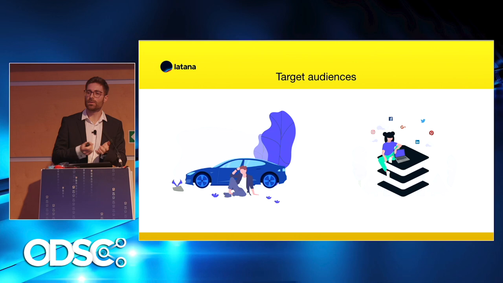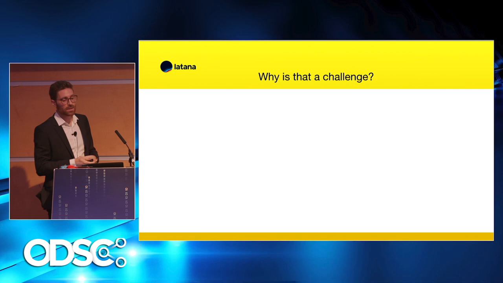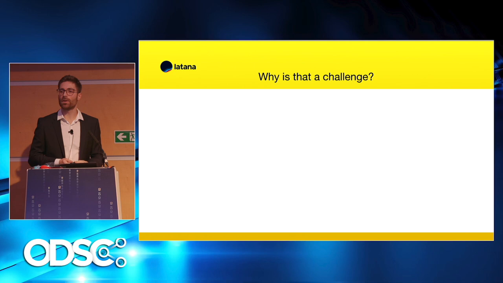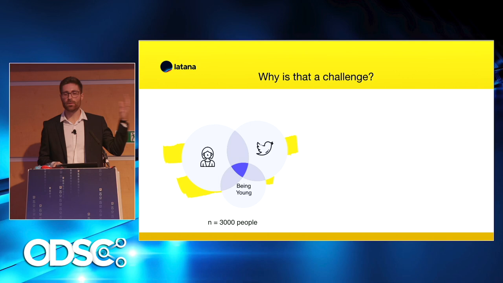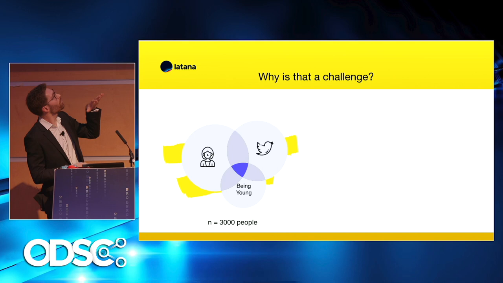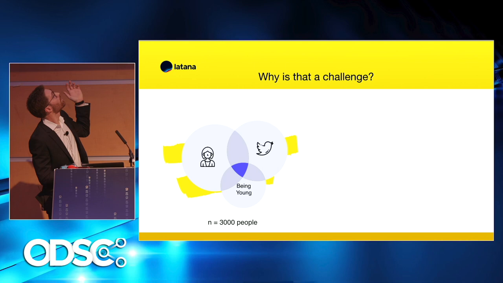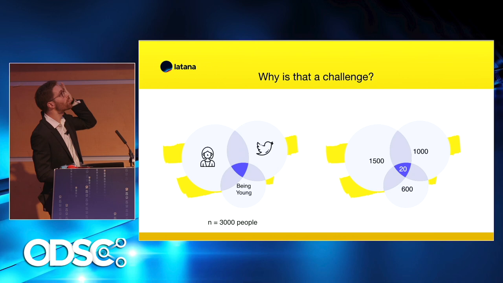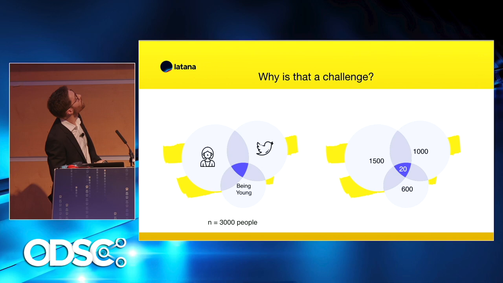So what is the challenge of that? You could just say, then just track those small groups and you should be fine, no? So imagine you run one wave of surveys, you sample 3,000 people, and then you decompose. You have a company who's specifically interested in young females who use Twitter. Let's say that's the composition of your sample: 1,500 people who are females, 1,000 Twitter users, and 600 people who are young.